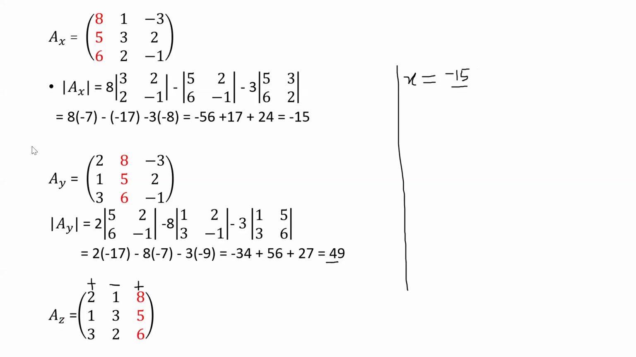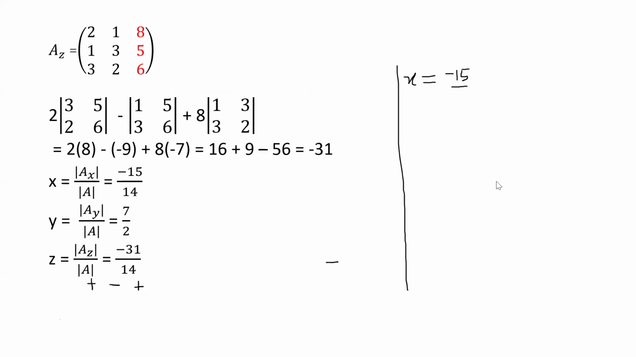Unless we go back. Okay, let me go forward so that I move on. Yeah, AZ is negative 31. Okay, det of A, we got 14. So x is equal to minus 15 over 14. Y is equal to 7 over 2. Z is equal to negative 31 over 14. That's all.